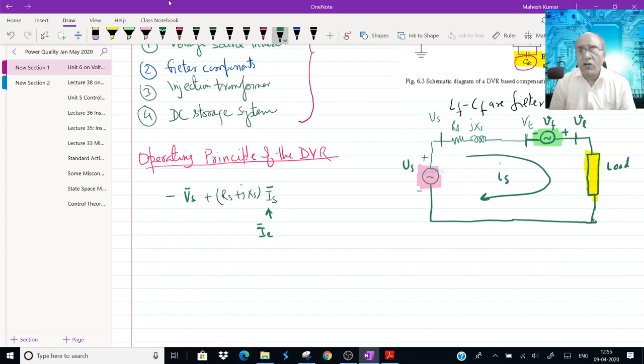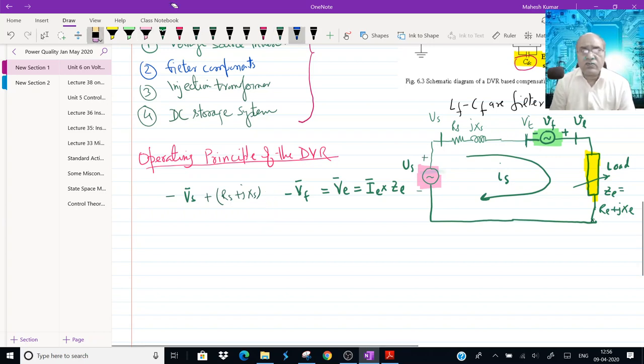Okay, so this is drop here, then this is another rise, so this is minus VF. This must be equal to VL. And what is VL? VL is nothing but IL or IS into ZL. If I take the fundamental quantity, a passive load called ZL, which is equal to some RL plus jXL. Okay, so this is the most basic equation. We can also replace this current by IL because load current is what is coming from the load side. So it is better to call it IL, both the sides.